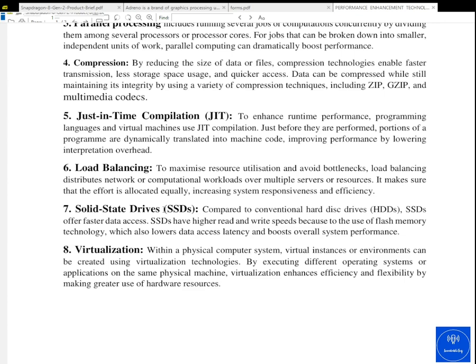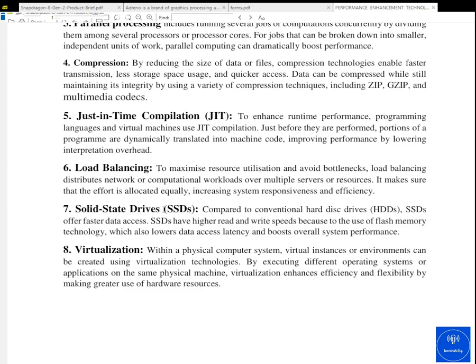So basically, to reduce workload, the system has a way of dividing workload between multiple resources that are available for it. So it makes sure that the effort is allocated equally, increasing system responsiveness and efficiency. So that is the main reason why we have load balancing.